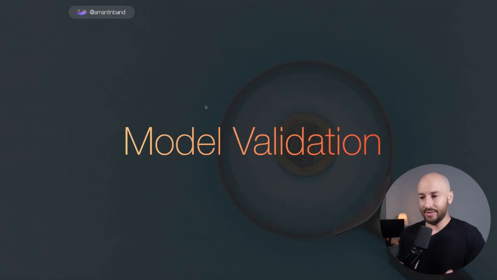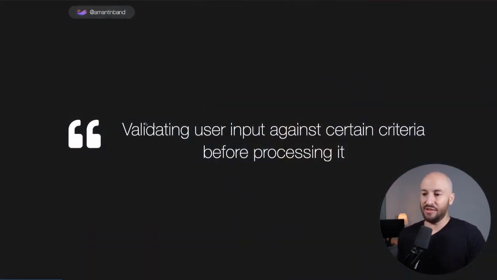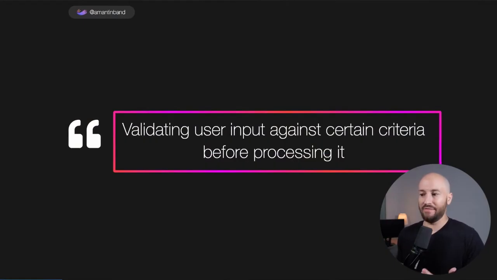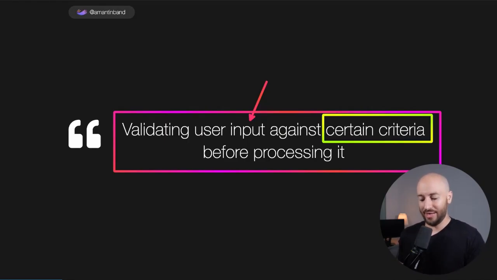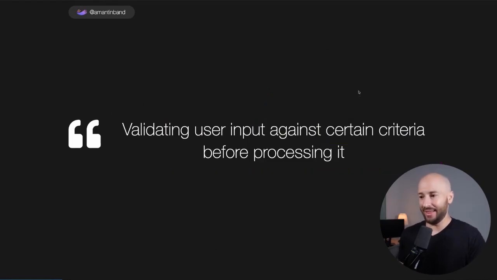So taking a deeper look at model validation, the definition that I like is the following: validating user input against a certain criteria before processing it. All right, so it makes sense. We get some data from the user. We want to make sure that it is valid and legit.